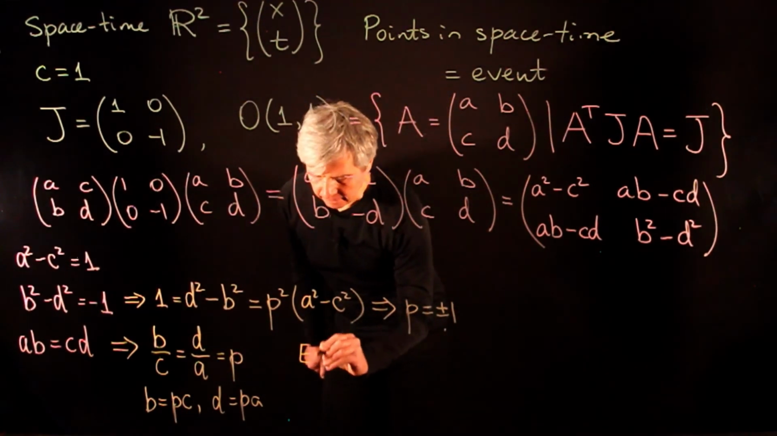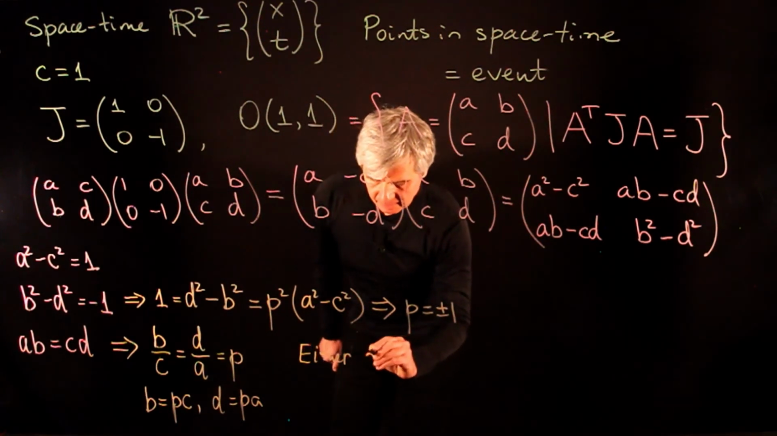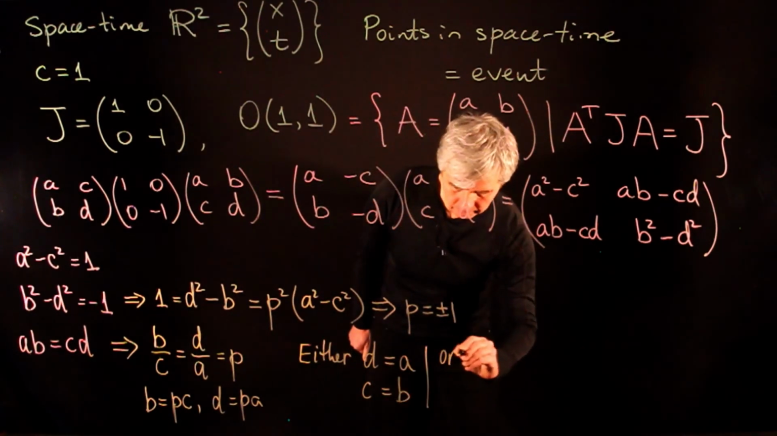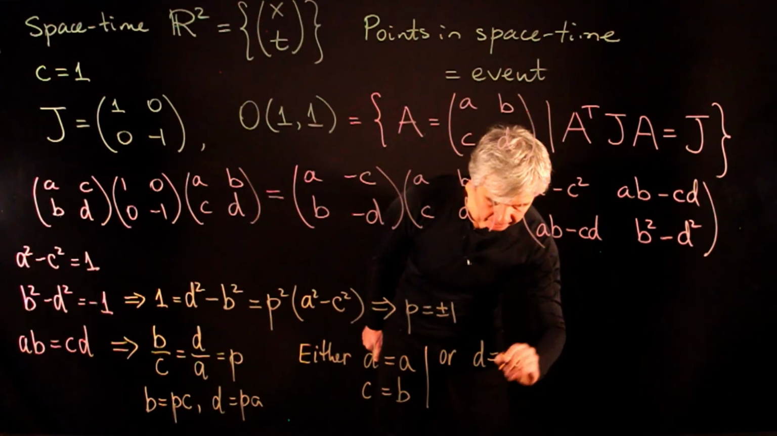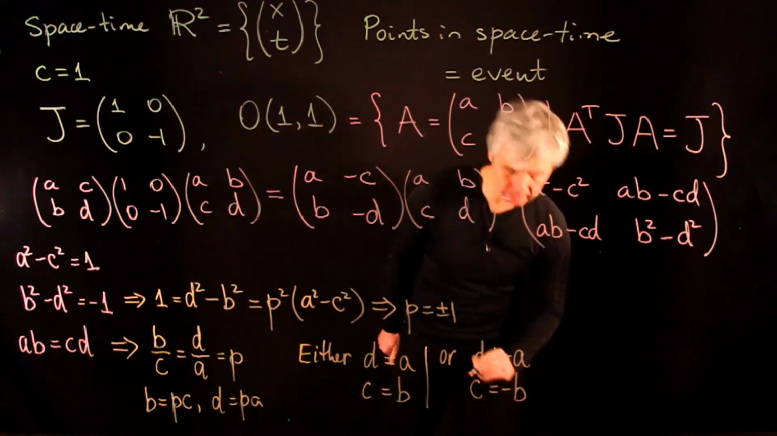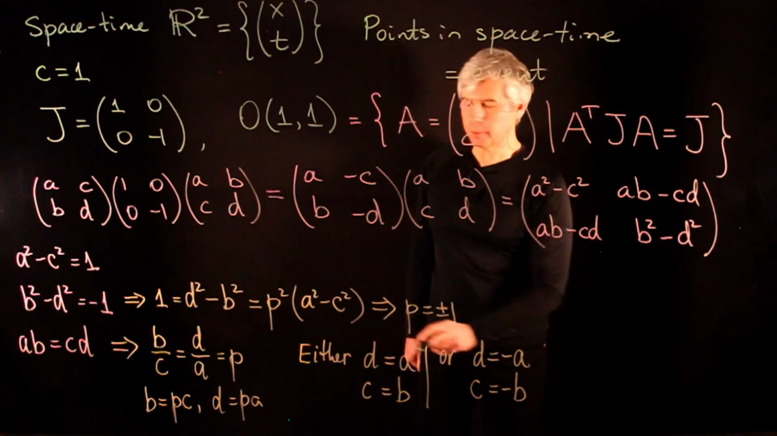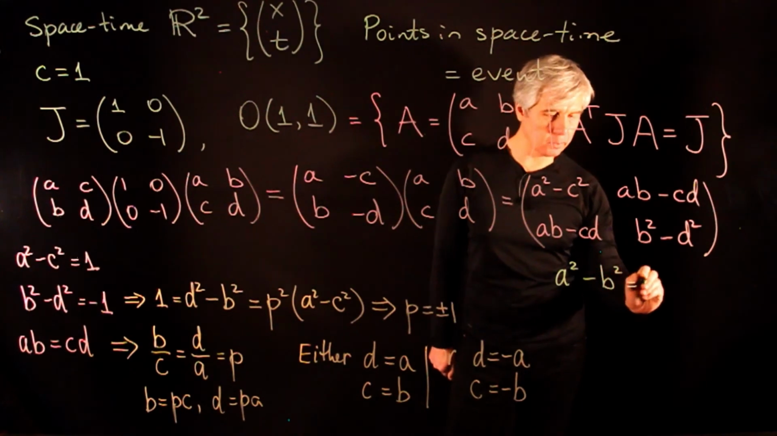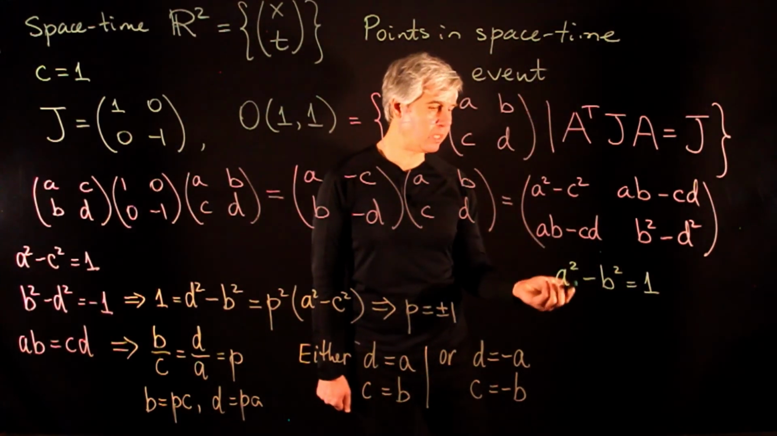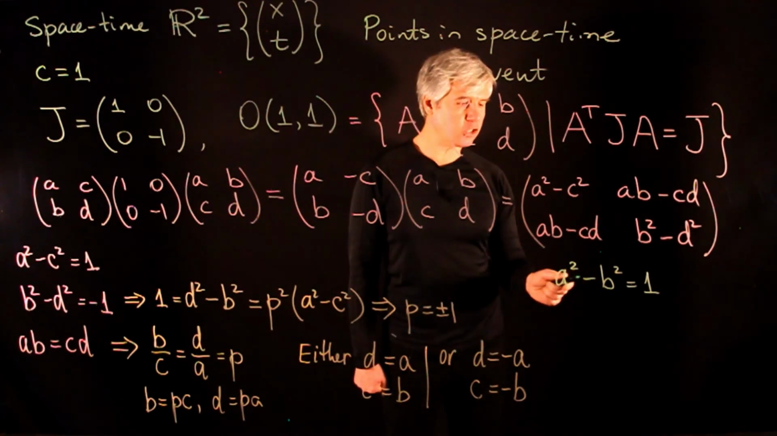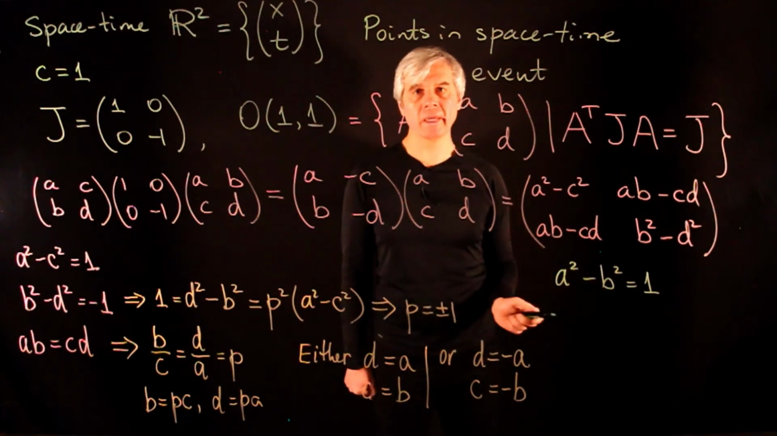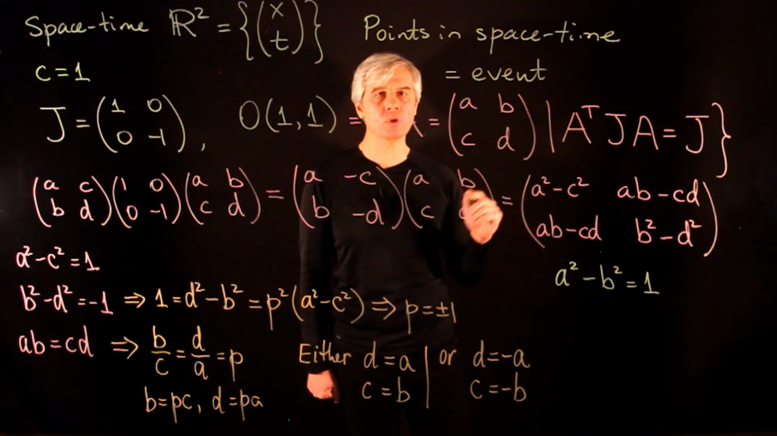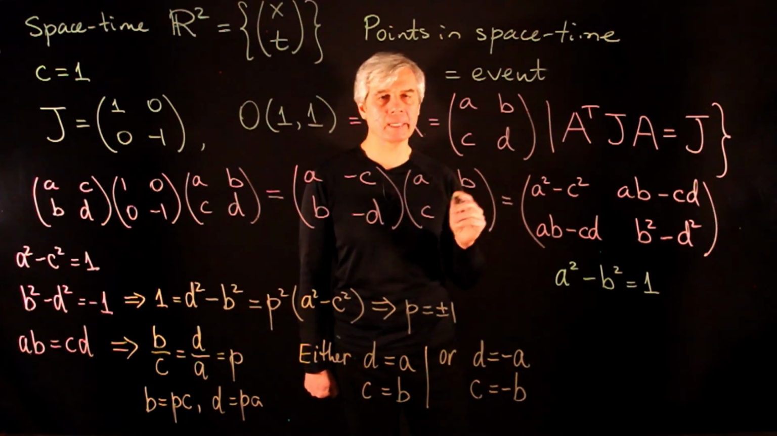So we either have that D is equal to A and C is equal to B, or D is equal to minus A and C is equal to minus B. Well, in any case, C squared is equal to B squared. And so let us look at the equation A squared minus B squared is equal to 1. And let us think, how can we solve this equation? If we had the equation A squared plus B squared is equal to 1, this would give us a unit circle. And then we know that we have a parameterization of a unit circle with cos alpha and sine alpha.